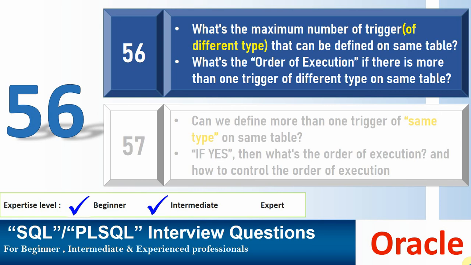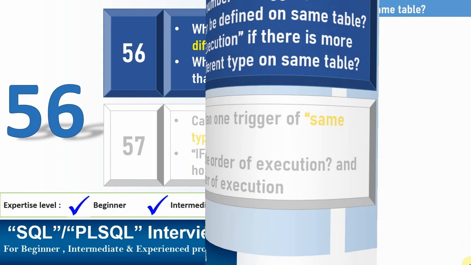In this video, we'll see what is the maximum number of triggers of different types that can be defined on the same table, and in case you are defining more than one type of trigger, what is the order of execution. In the next video, we'll see whether it is possible to create more than one trigger of the same type on the same table. Let us start with the first question.